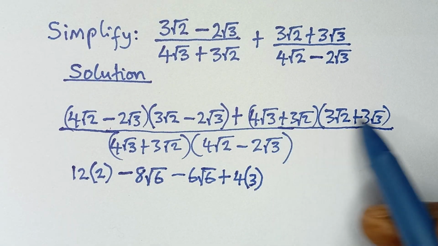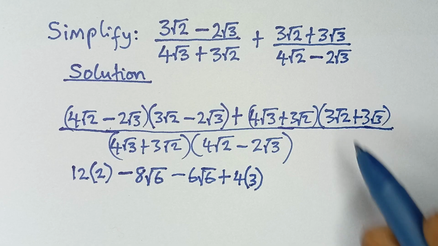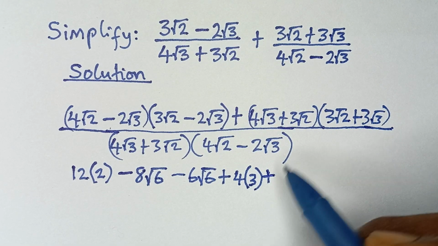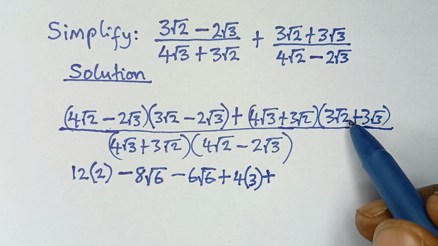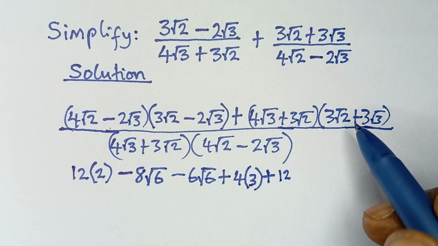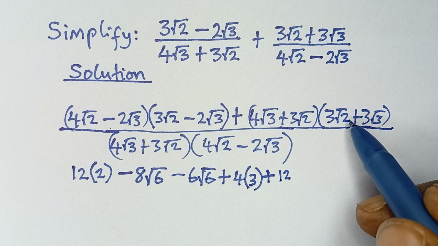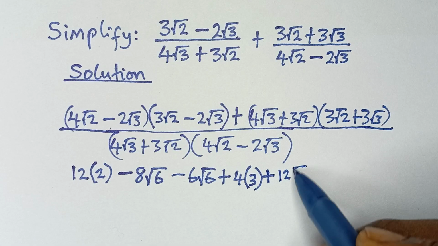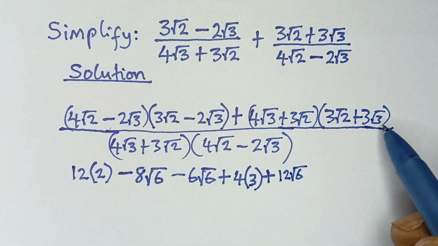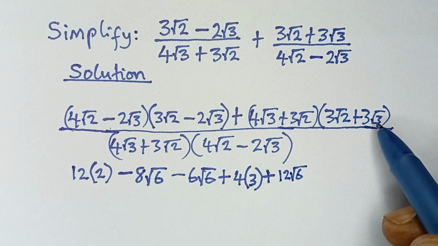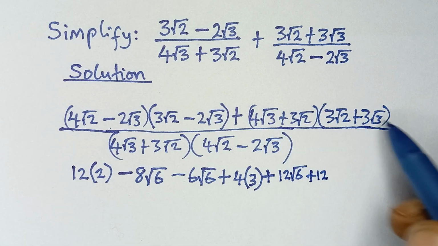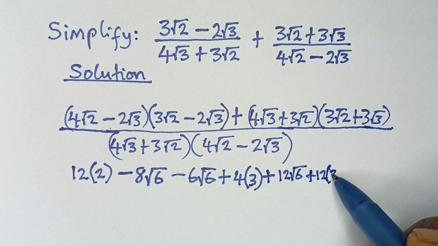And then now we move on to the second pair of brackets. So that becomes plus 4 root 3 multiplied by 3 root 2. The 4 multiplied by 3 will give me 12. And then root 3 multiplied by root 2, that should be root 6. And then 4 root 3 multiplied by 3 root 3. We have 4 multiplied by 3 is 12, so it is plus 12. And then root 3 multiplied by root 3 is simply 3.